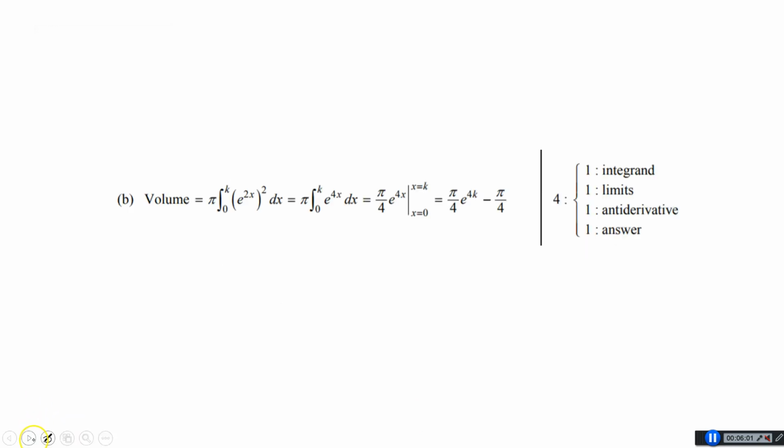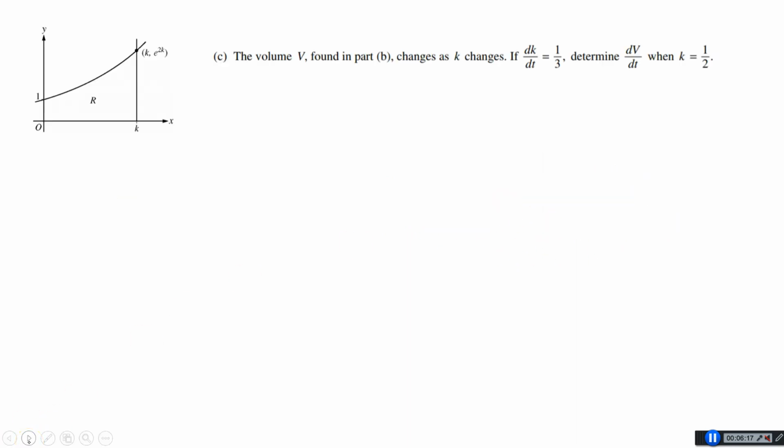All right, let's check out the next piece. So 4 points there. 1 for the integrand, so making sure that you have that squared, and the pi out front. 1 for the limits, so going from 0 to k. 1 for the antiderivative, so getting that pi over 4 e to the 4x. And then 1 point for getting the answer. 4 out of 4.